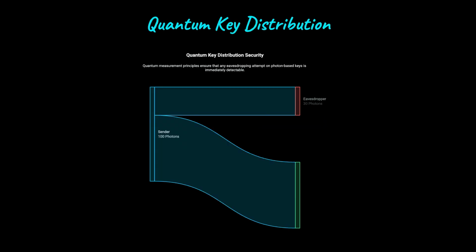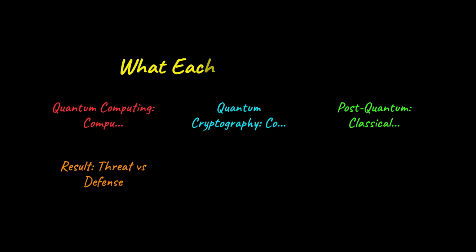In quantum key distribution, two parties exchange keys encoded on individual photons sent over fiber. A basic law of quantum physics means any attempt to measure those photons disturbs them, so an eavesdropper's intrusion becomes detectable, letting the parties discard a compromised key.